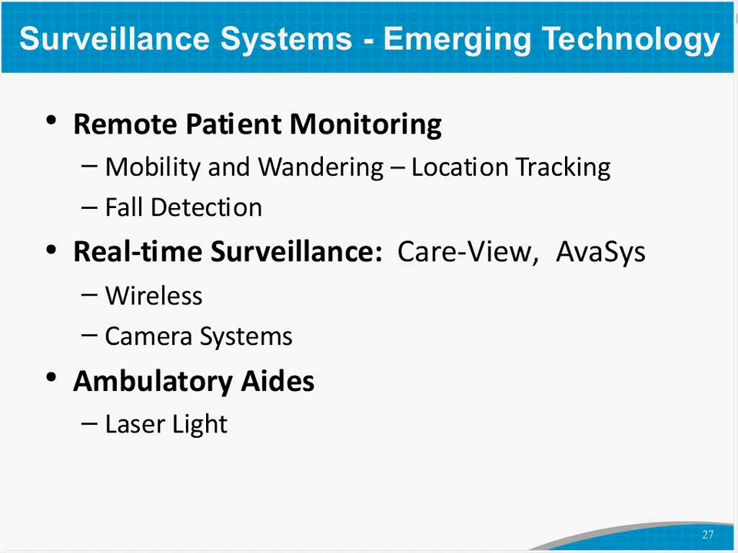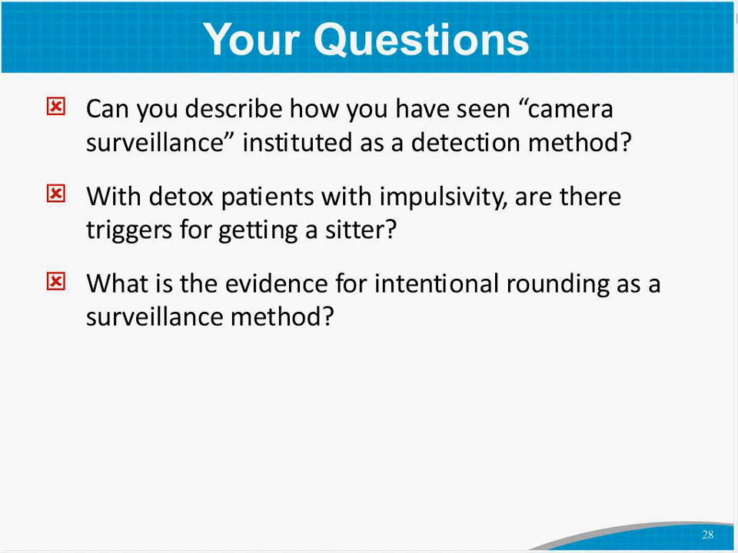We're really looking at the CareView and the AVASys as having momentum in the VA, and lots of other healthcare systems beyond the VA have these camera surveillance systems. Ambulatory aids for people with Parkinson's, a laser light system that helps them to be able to walk, and of course different kinds of mobility and wandering technology that's out there. What you ask is, can you describe how the camera surveillance system gets instituted?